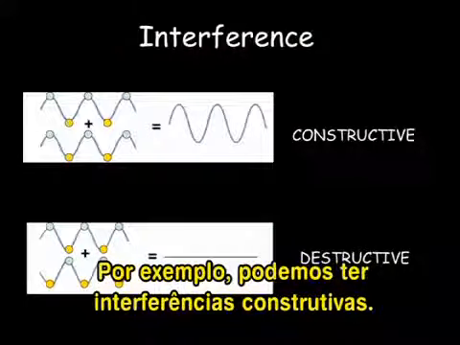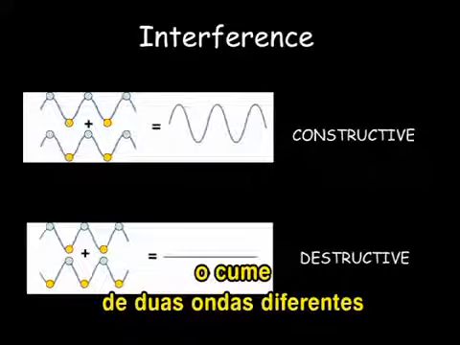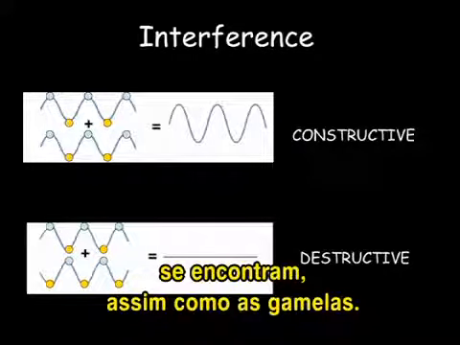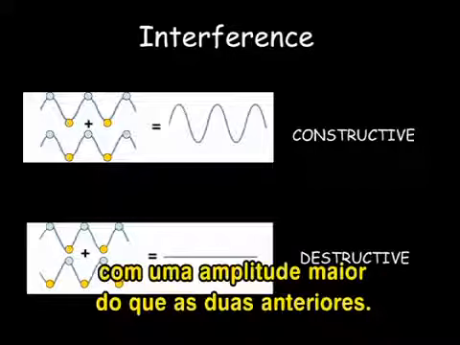For example, we can have constructive interference. When we have constructive interference, the crests of two different waves match, and the troughs match the troughs of the other wave. The resulting wave will be reinforced. We have an amplitude which is higher than the two incoming waves.